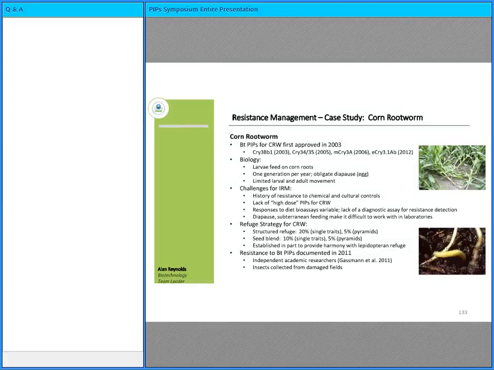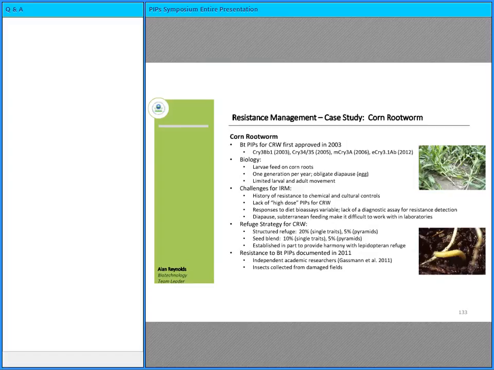Just a few words on the biology of corn rootworm. The name implies the larvae feed on corn roots. They cause damage to that root mass, which can lead to lodging of the plants. That's illustrated in the picture to the right there. The insect has 1 generation per year with an obligate diapause in the egg phase. And both larvae and adults tend not to move a whole lot. Larvae, obviously, they're underground, so it's a little hard to move, but adults as well are not super big dispersers.